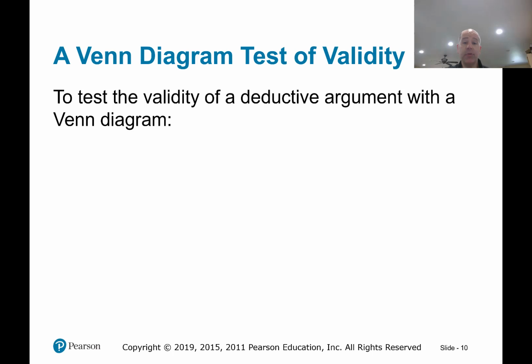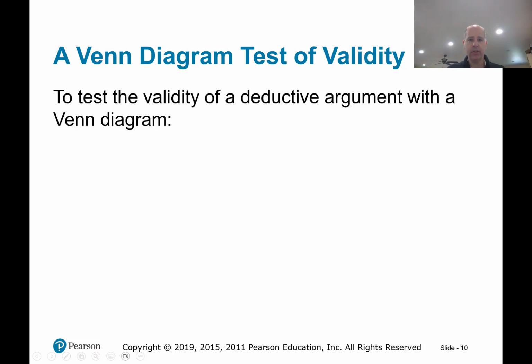Now, we can use Venn diagrams to test the validity of an argument, and I think it's a great tool to help visualize when an argument is valid or invalid. And this is for deductive arguments. When it comes to inductive arguments, that's where our fallacies come in that we studied at the beginning, okay? Now, when it comes to deductive arguments, we're all about validity, okay?